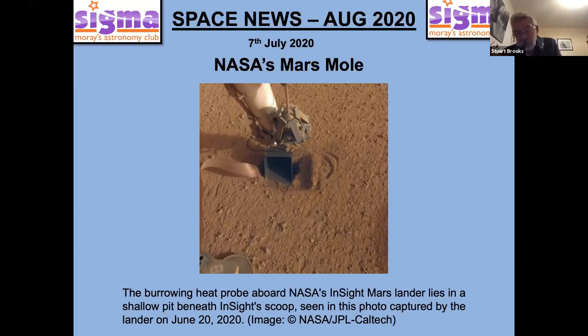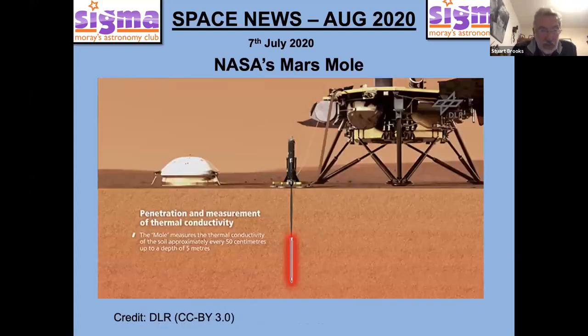And this is what it's supposed to have achieved. It measures the thermal conductivity of the soil approximately every 50 centimeters up to a depth of 5 meters. So that's still yet to be achieved.